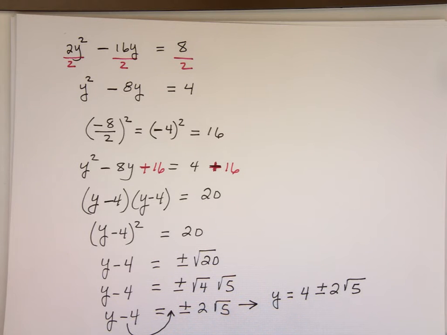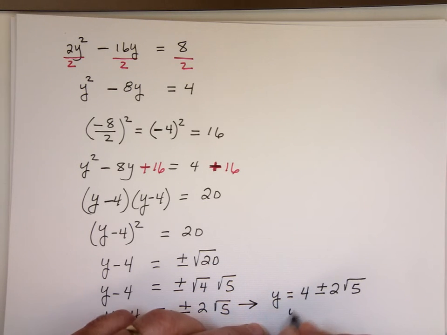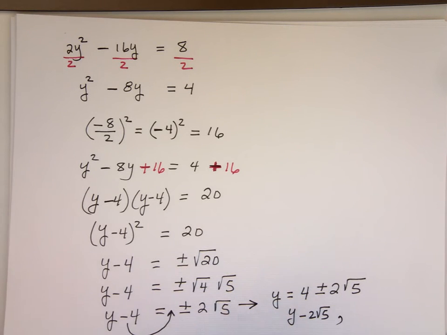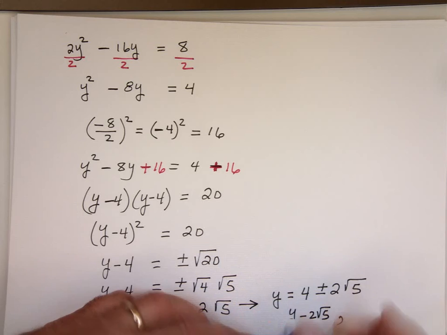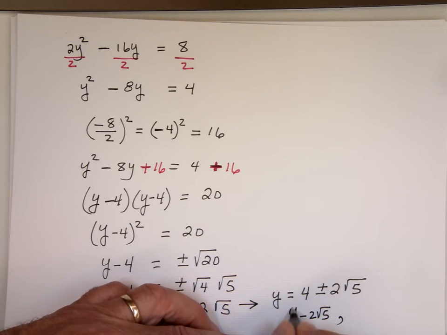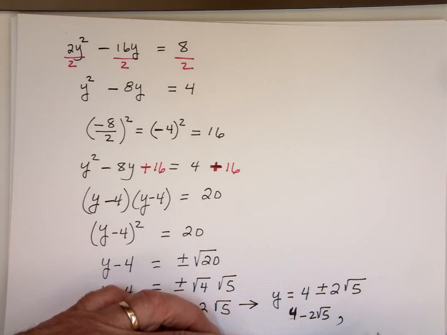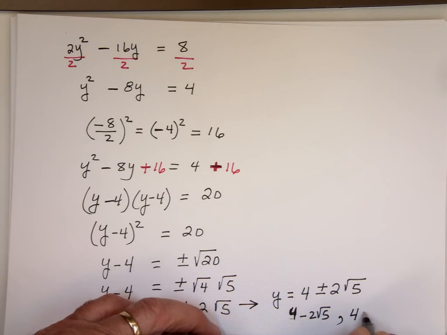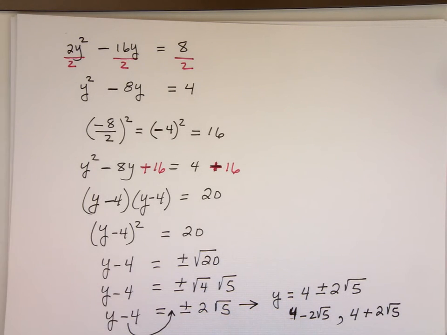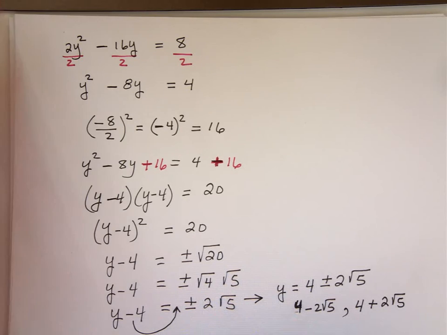So one solution, y equals 4 minus 2 the square root of 5. The other one, 4 plus 2 the square root of 5. You have two answers. That's what y is equal to.